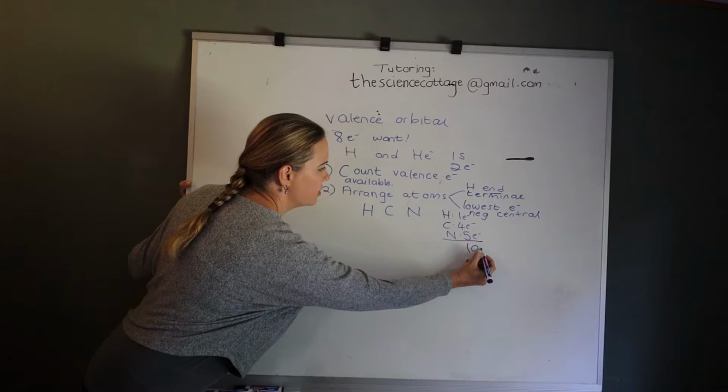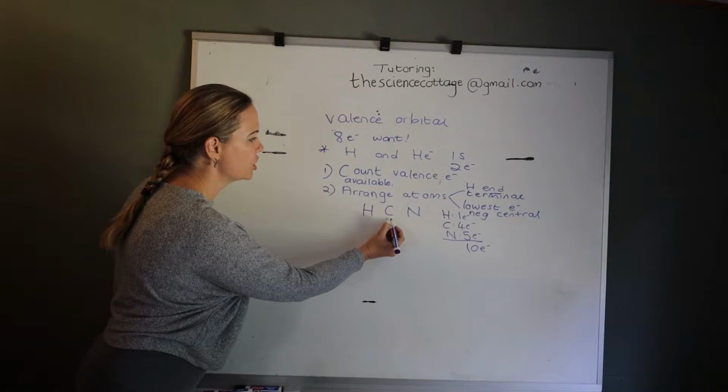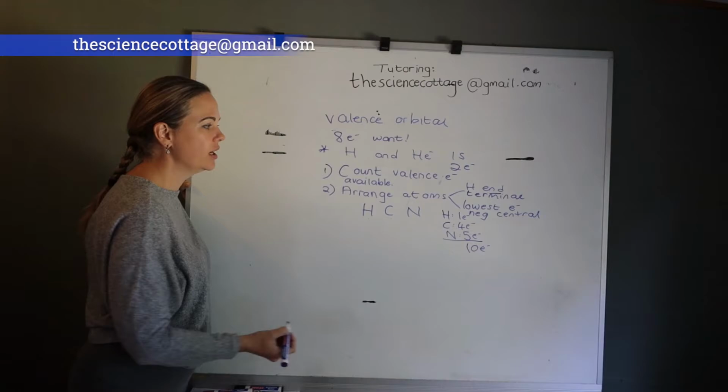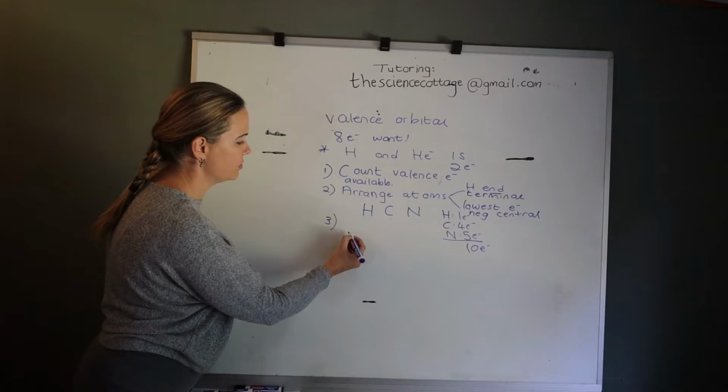And just double checking again, you'll see that all of those are non-metals, so they will definitely undergo a covalent bond. Arrange the atoms: hydrogen is on the end, carbon's electronegativity is 2.5, nitrogen's electronegativity is 3, so carbon should be central, so this is already correctly arranged. Then we place at least a single bond between the atoms. So we start by drawing a single bond.